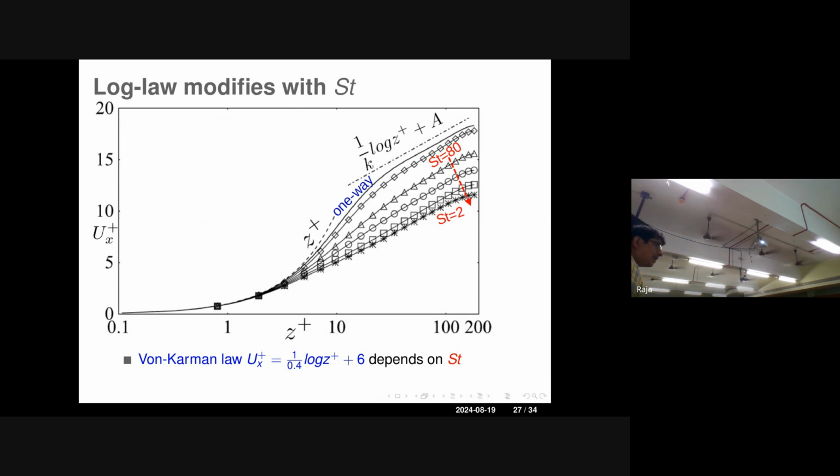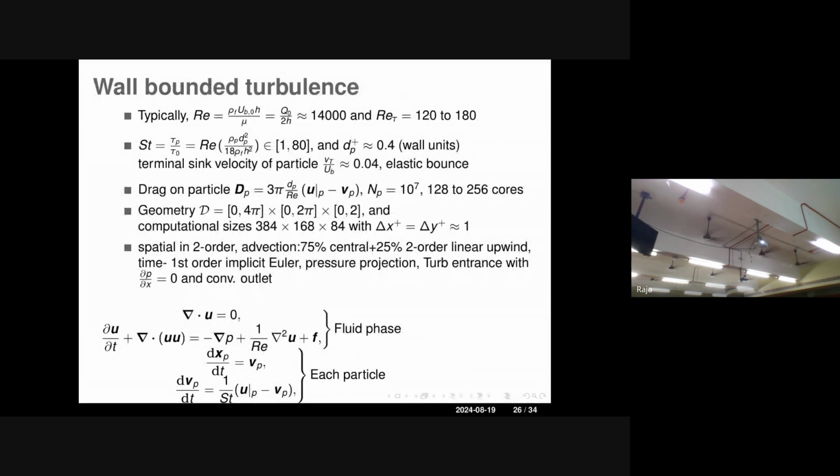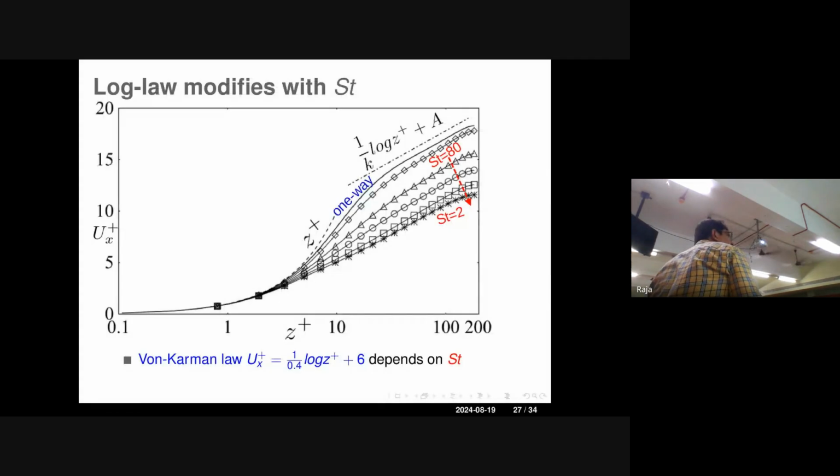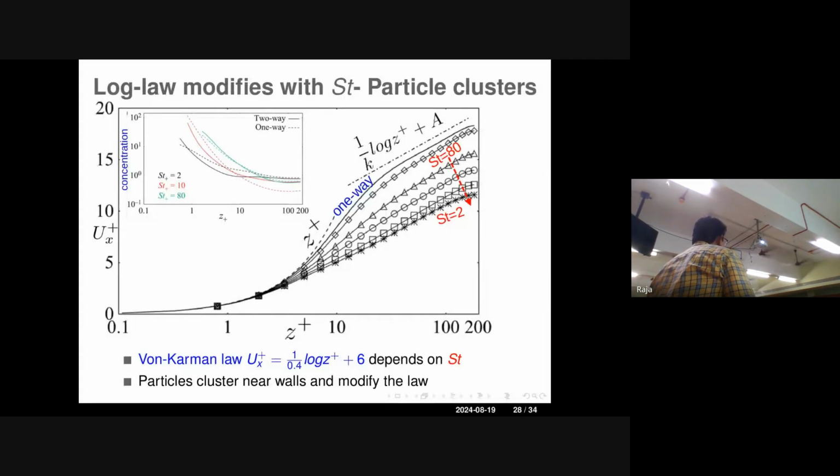This is not the typical Stokes number, dp square by 18 nu, by whatever average fluctuation we are looking at. The time scale of the inertia is very high, much larger than the time scale of the fluid. I may have to, I will get back to you.